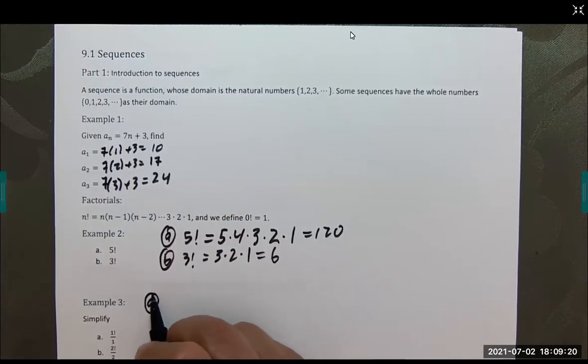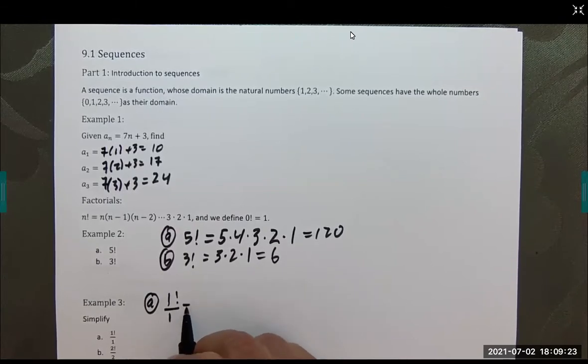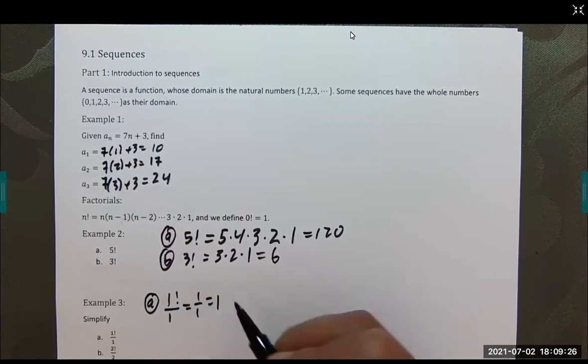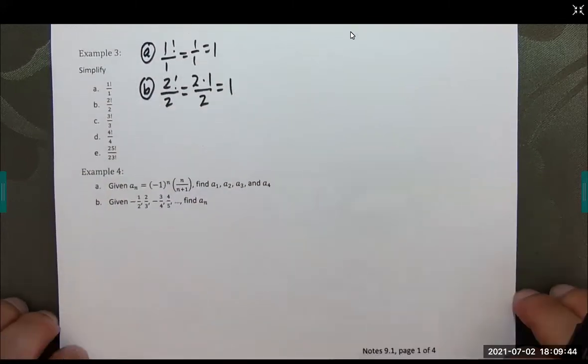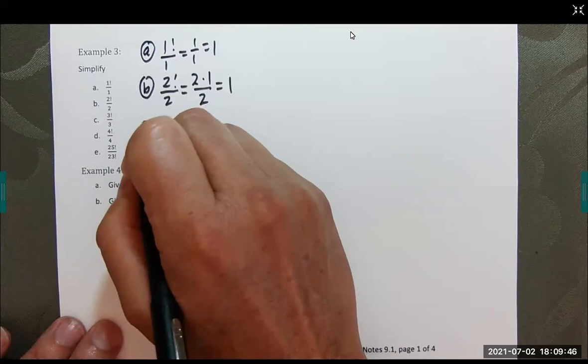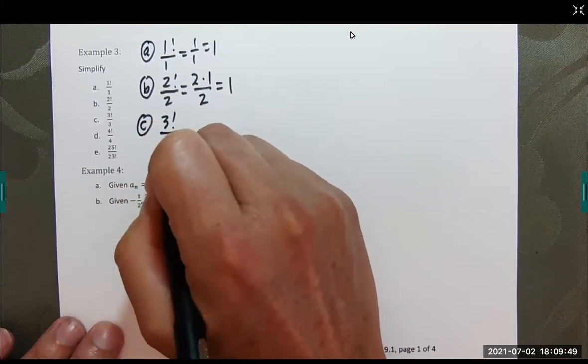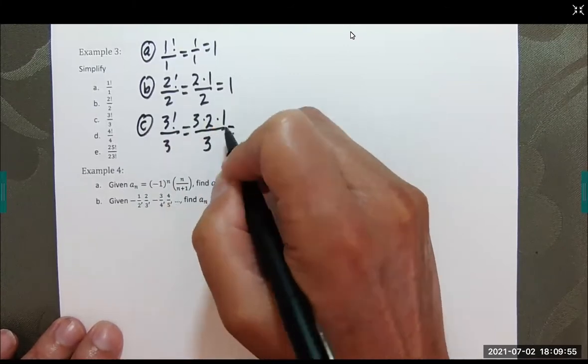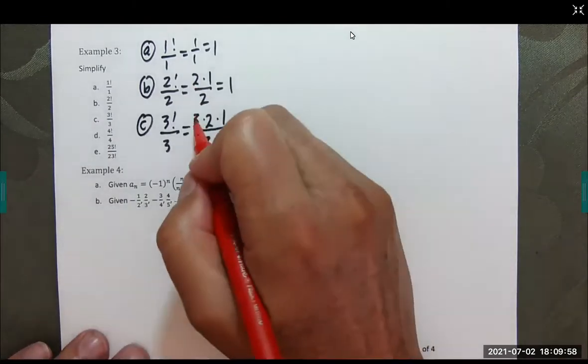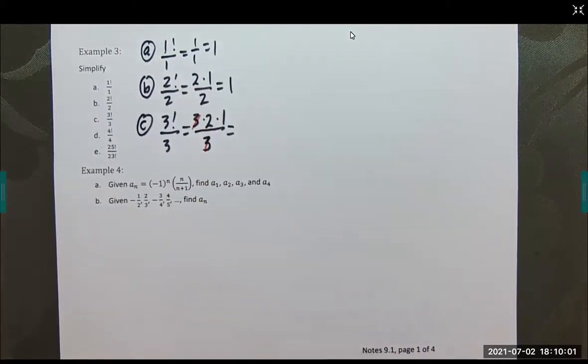So for A, 1 factorial divided by 1. 1 factorial is just 1. B is 2 factorial divided by 2. This just becomes 2 times 1 over 2, which also reduces to 1. C, 3 factorial over 3. 3 times 2 times 1 divided by 3. You can see the 3's reduce. We're left with 2 times 1, which is just 2.